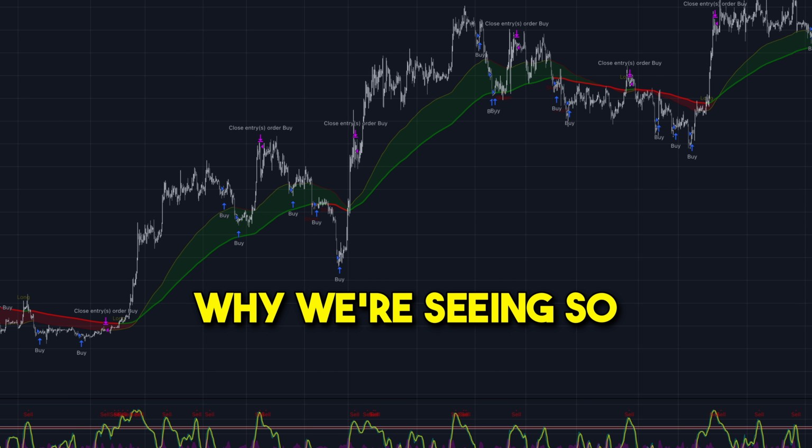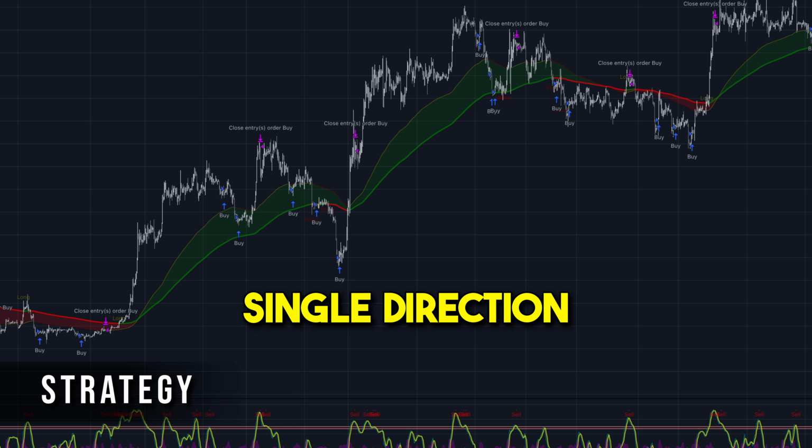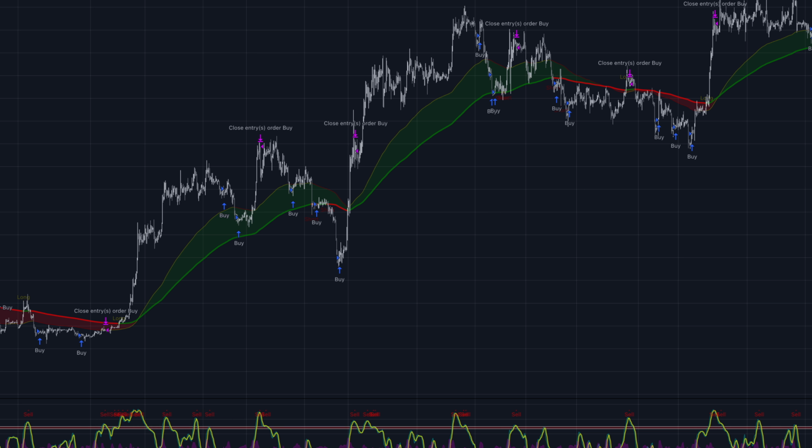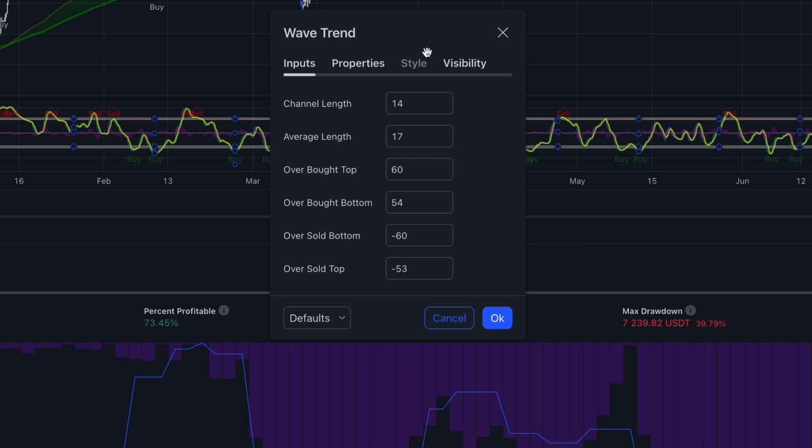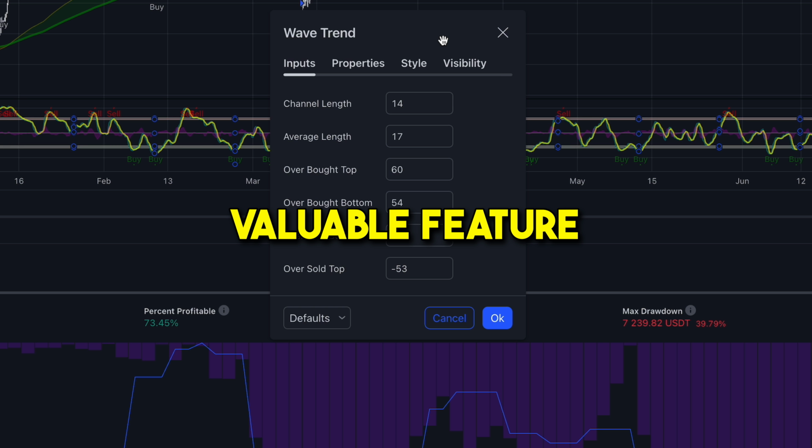You might wonder why we're seeing so many signals pointing in a single direction. This is precisely why I've labeled it a DCA strategy, even though it might appear rather distinct from traditional methods. The backtester offers a valuable feature.